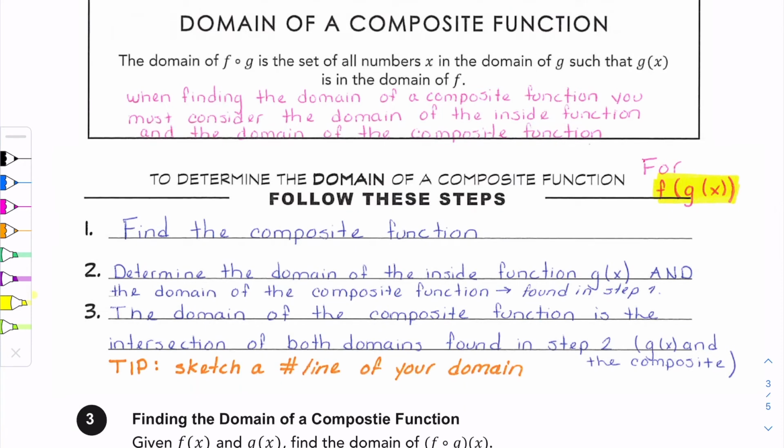All right, the steps for finding the domain start with finding the composite function. After you find the composite function, you need to determine the domain of the inside function. I used g of x to label this, but it's whatever function is on the inside or whatever your input is. And then you need to find the domain of the composite function. The domain of the composite function is the intersection of both domains found in step 2. And my helpful tip to you would be to sketch a number line and graph it from there. Or identify it from there, I should say.